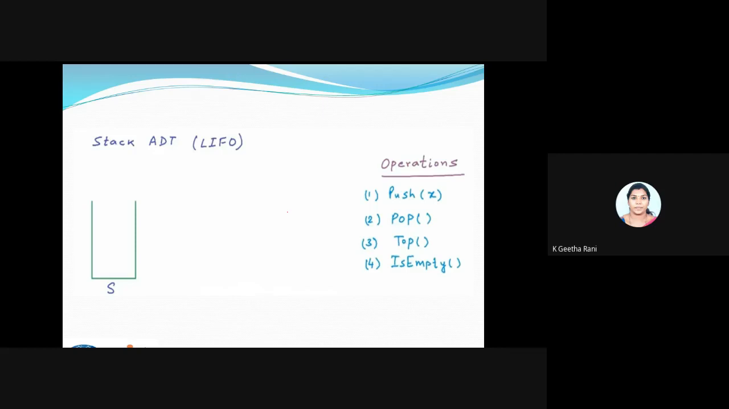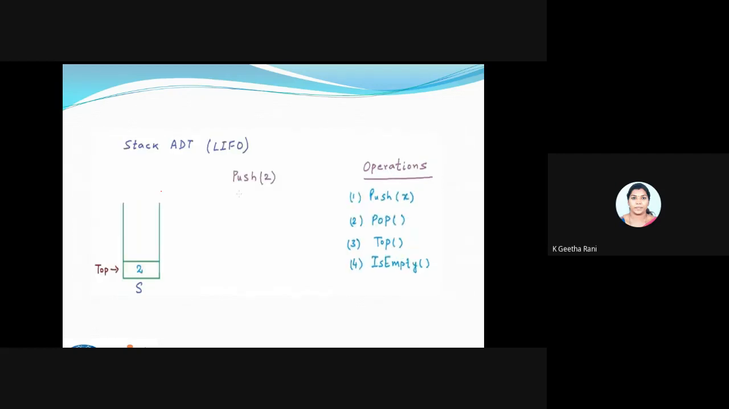So I have a stack. Assume this is a stack with the name S. Assume your box as a stack, which has one open end. Again, this is a stack with one open end. There will be one open end for a stack, through which I can insert or delete my data. Fine. So now we will see the first one. What I'm trying to do is push of 2.